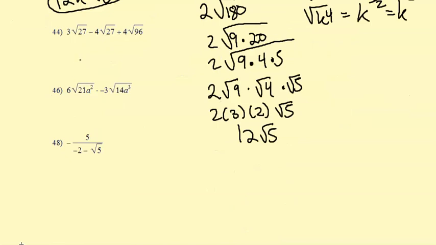Let's look at number 44. We're simplifying this expression. 3 square root 27 minus 4 square root 27 plus 4 square root 96. Well, we already have like terms here, so we can go ahead and combine those first. So then we just have negative 1 square root of 27 plus 4 square root of 96. We're not done though. We need to see if we can simplify these square roots.